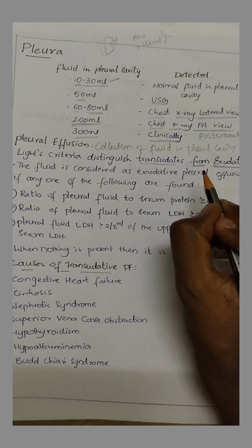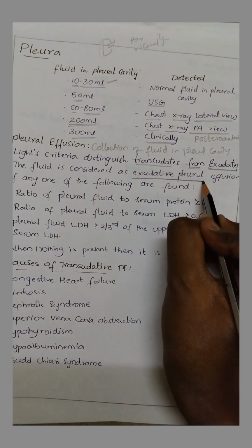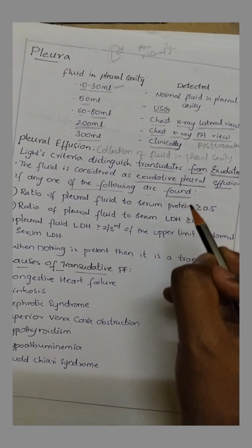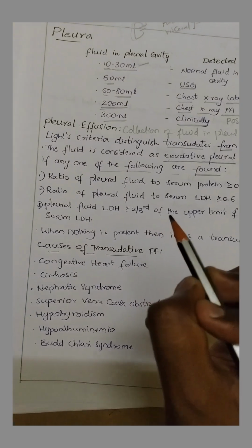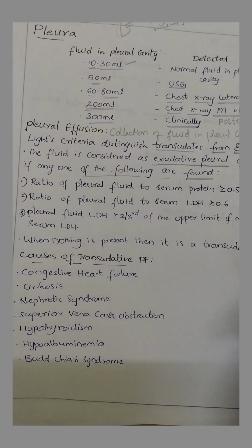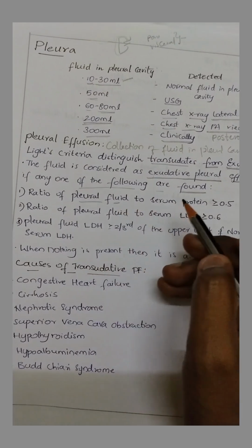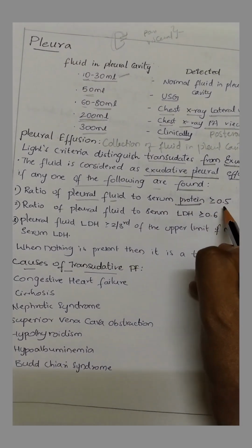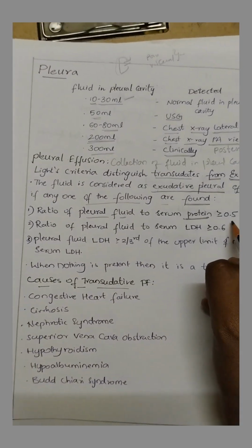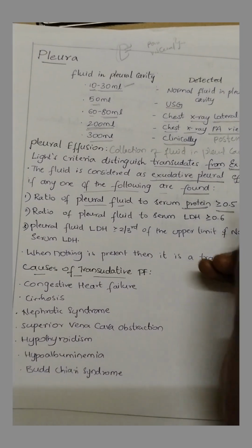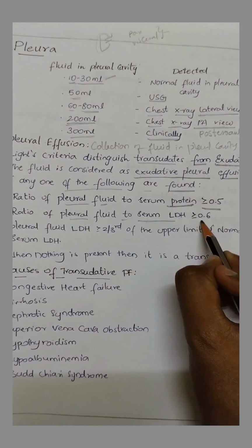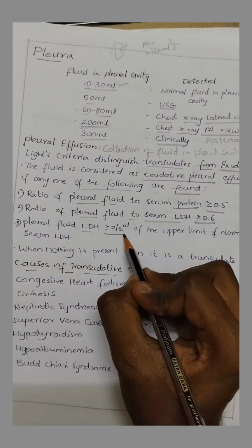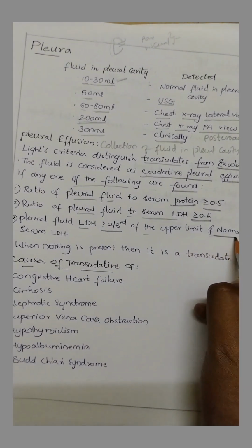Light's criteria says that the fluid can be considered an exudative pleural effusion if any one of the following is found. What are these criteria? The ratio of pleural fluid protein to serum protein is more than or equal to 0.5, or the ratio of pleural fluid LDH to serum LDH is more than or equal to 0.6, or the pleural fluid LDH is more than or equal to 2/3 of the upper limit of the normal serum LDH.